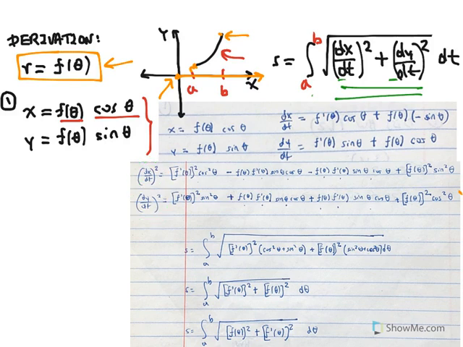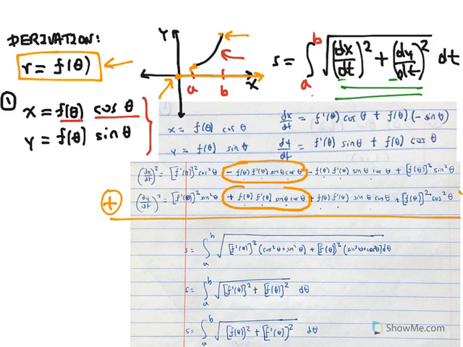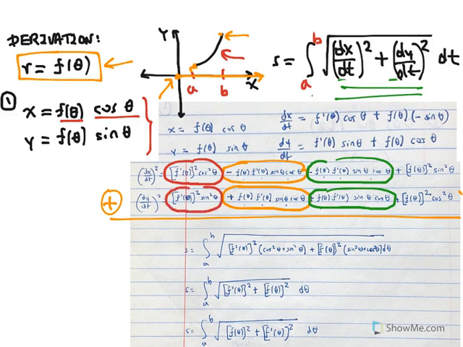Now, something nice happens when you add dx dt squared and dy dt squared. You'll notice that when you do the addition here, these two terms will add to give you 0. And so will these two terms. They will add to give you 0 as well. So what are you left with? You're just going to be left with f prime of theta squared cosine squared theta plus f prime of theta squared sine squared theta.